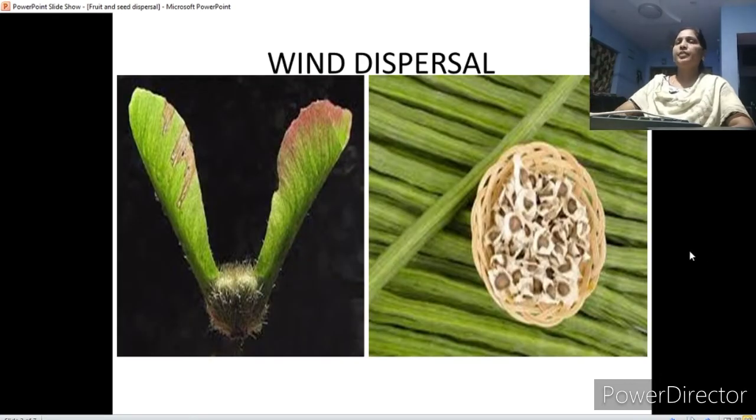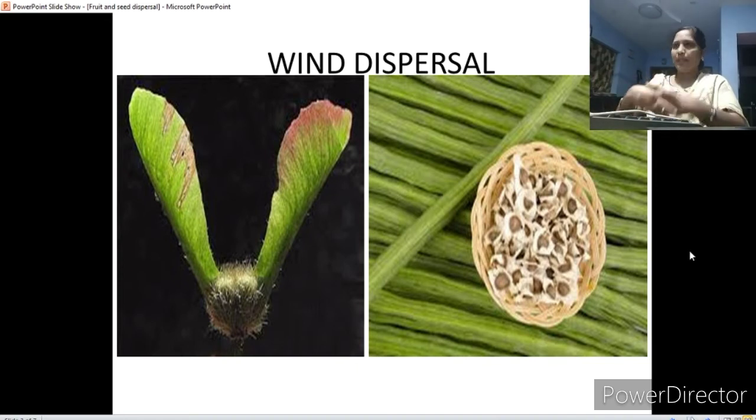And now we'll learn about seed dispersal. Dispersing means spreading out. The seeds spread out from the parent plant to different areas. That is done by wind, animals, water, and sometimes seed dispersal happens naturally. Dispersal is nothing but the scattering of seeds, known as seed dispersal.